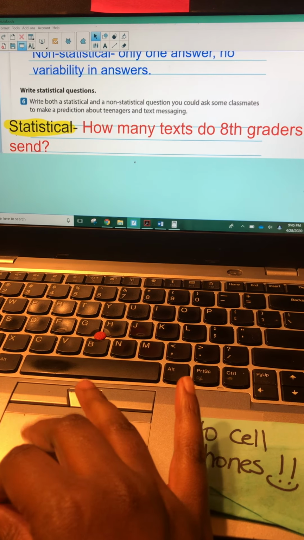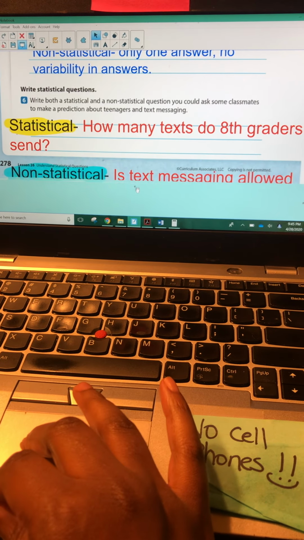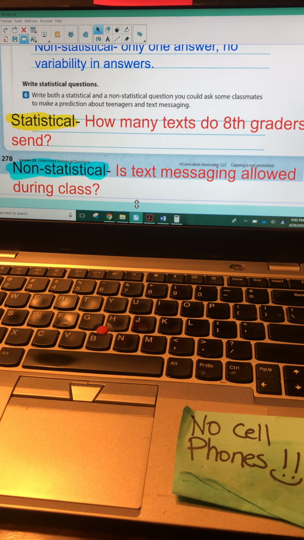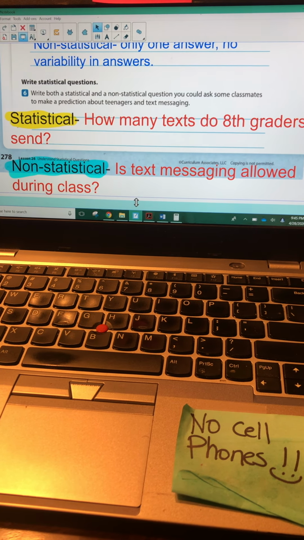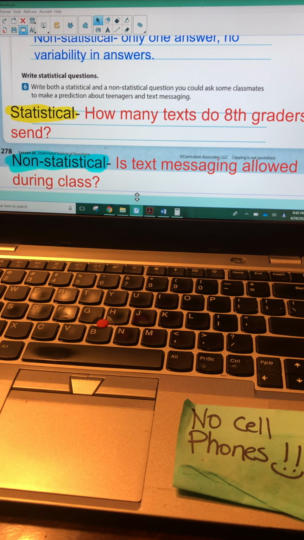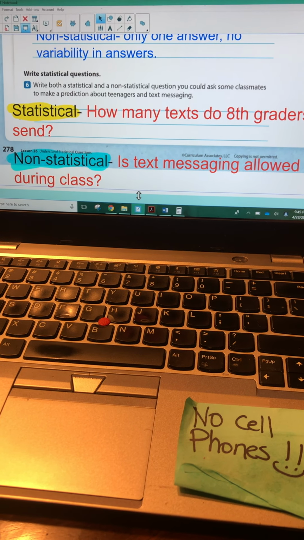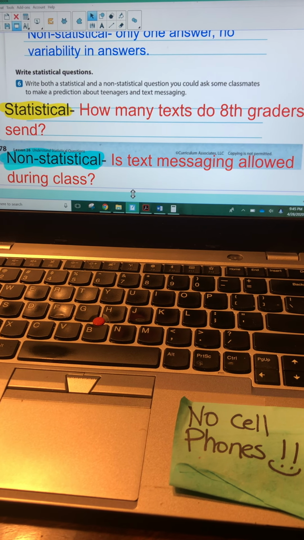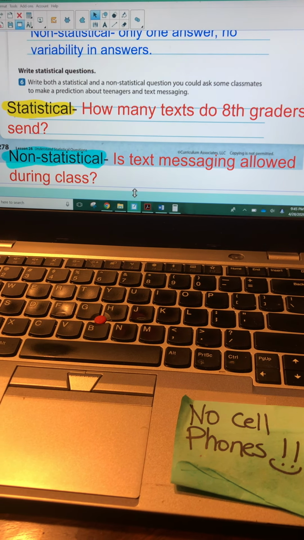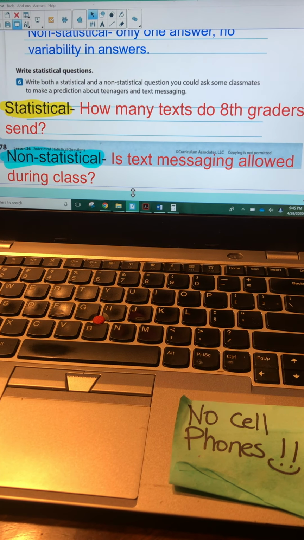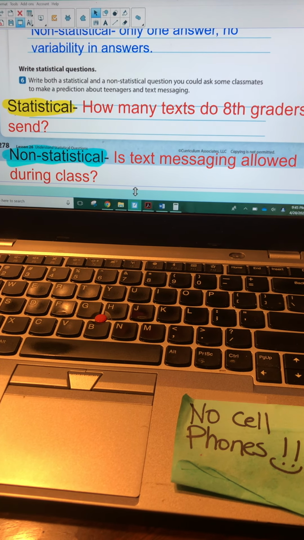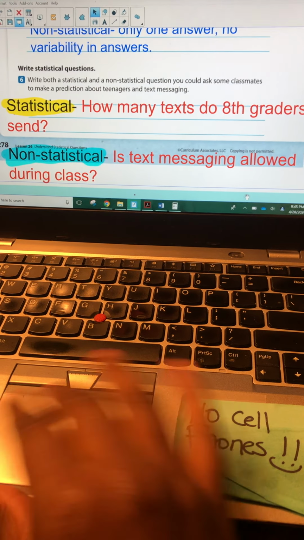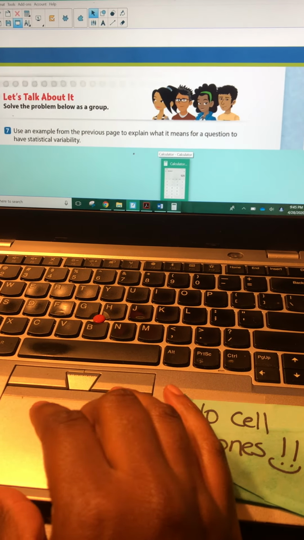Okay, and this is what I came up with. All right. So for non-statistical, I said, is text messaging allowed during class? All right. So class means that, hey, it's a classroom full of teenagers and we're still talking about text messaging. All right. So if I were to ask that question, either you would get a yes or no answer. Okay. So only one answer. That makes it non-statistical. Okay. Now let's look over at the next page.